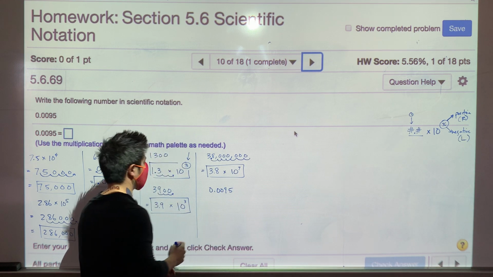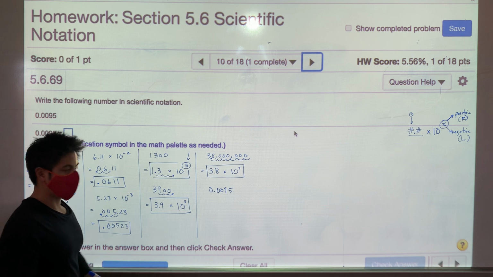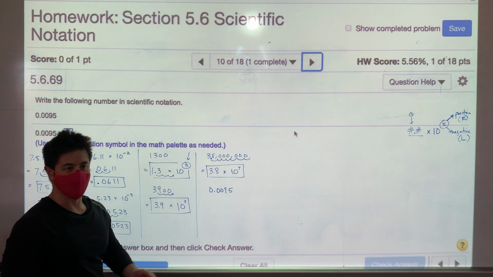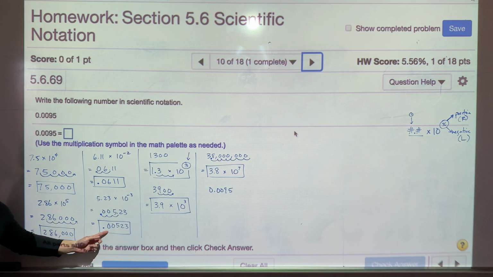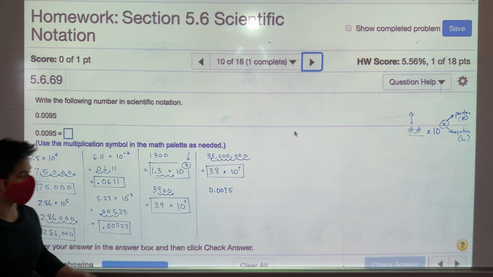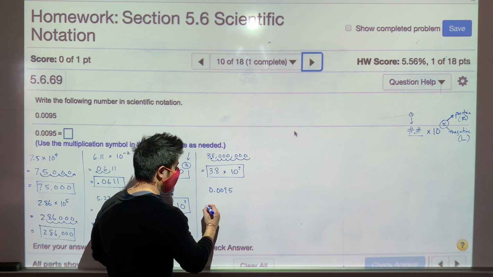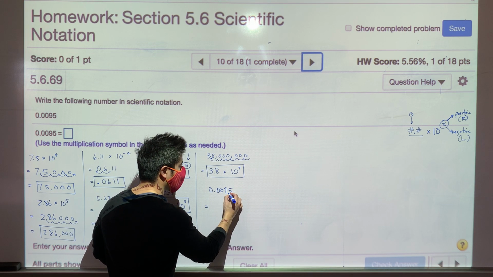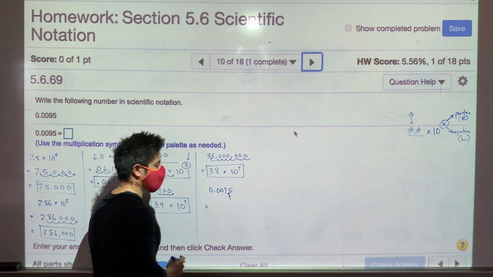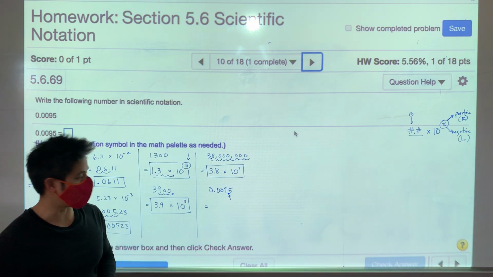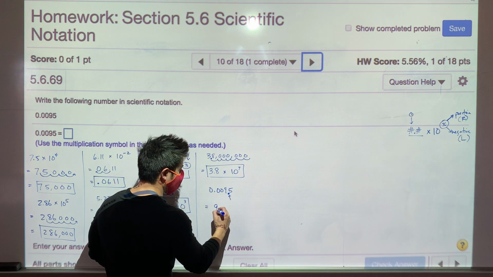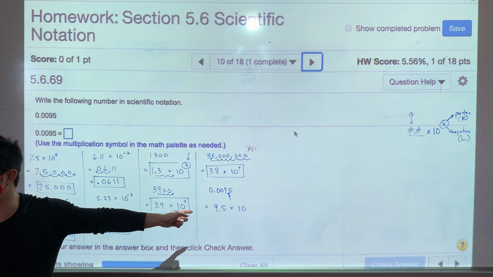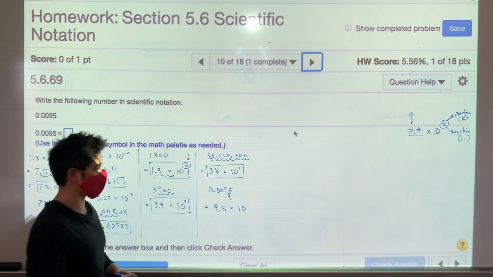0.0095. Now, let's take a look here. This looks a little bit different than the previous 3 because we have a decimal that's over to the left, right? This is a smaller one. Well, the methodology still applies. Place where the decimal would be to only have 1 digit to the left of it. That means that mine would be a 9.5 times 10 to the something. Are you guys seeing how I just did that? Please ask if you're not sure.